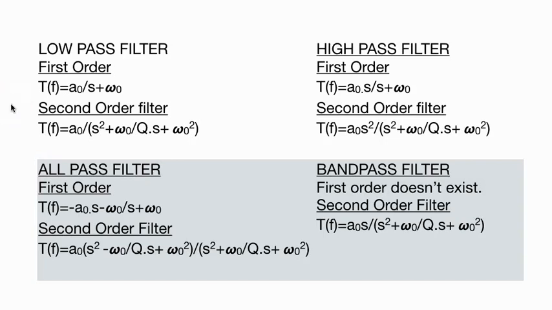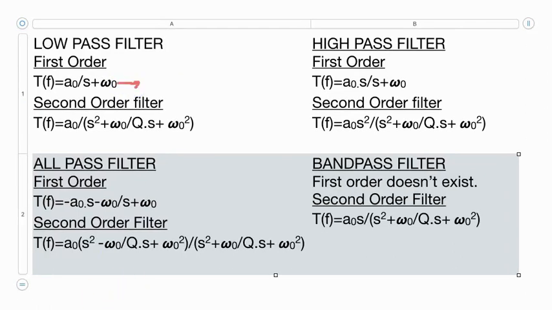Now the low pass filter, first order and second order. The first order filter has one pole. This is one pole. The second order means it has a quadratic equation. It has two poles. The high pass filter not only has one pole but also has one zero at zero.